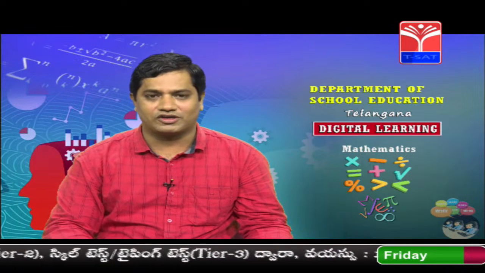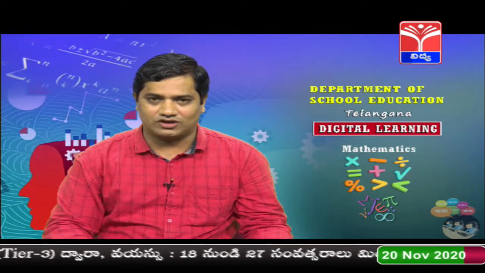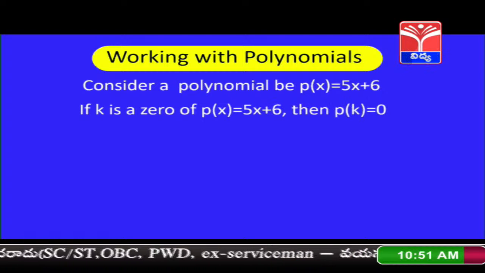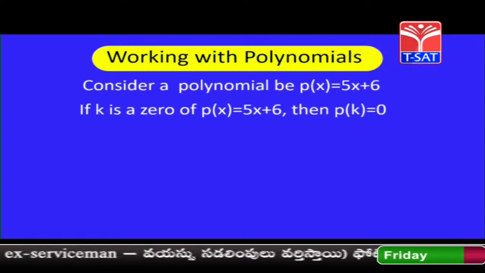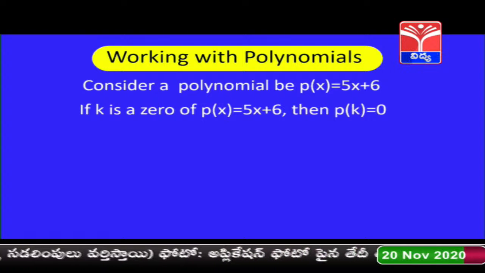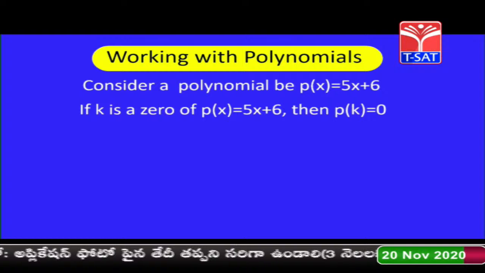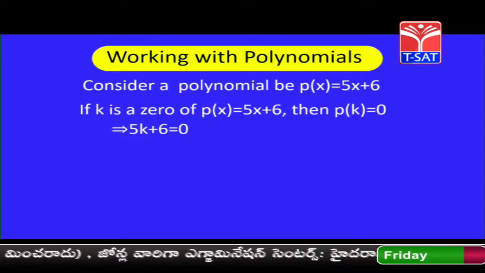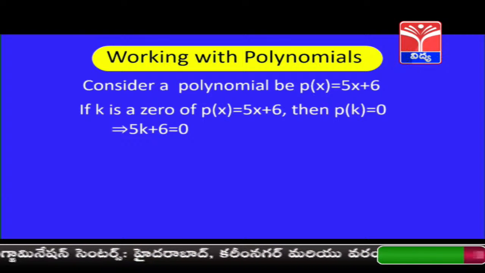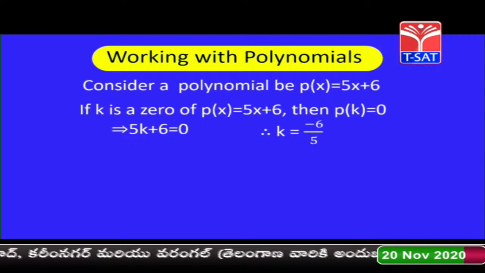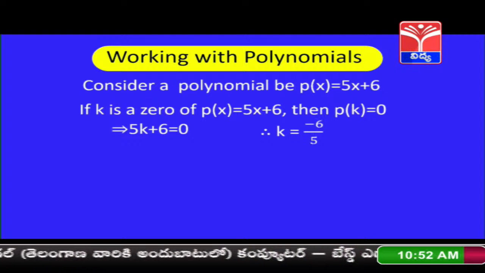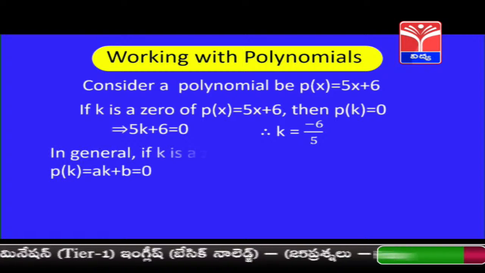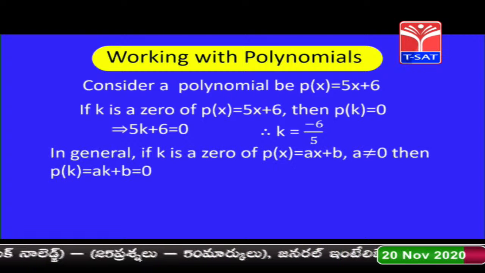Let us have one linear polynomial, that is p of x is equal to 5x plus 6 here. Okay. Now, if k is a zero of this p of x is equal to 5x plus 6, then p of k is equal to 0. Hence, substituting k in the place of x, we get 5k plus 6 equal to 0. By transposing the constant to the right side, 5k is equal to minus 6, and the next step, k equal to minus 6 by 5. Now, this minus 6 by 5 is the zero of this polynomial.